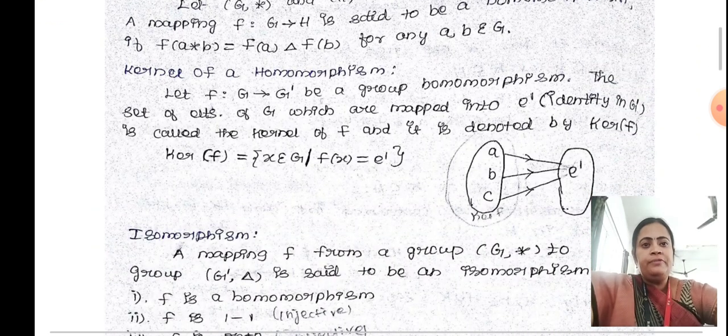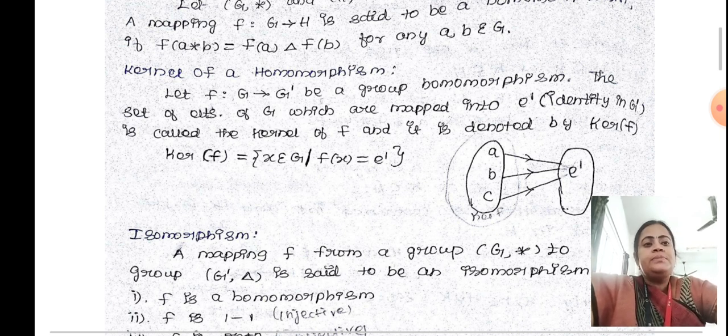Next, let me define the kernel of a homomorphism. So the kernel of a homomorphism is nothing but, if you consider a mapping f from G to G dash, which is a group homomorphism, then the set of all elements of G which are mapped into e dash, that is the identity element, is called the kernel of f and it is denoted by Ker f. So x belongs to G such that f of x equal to e dash.